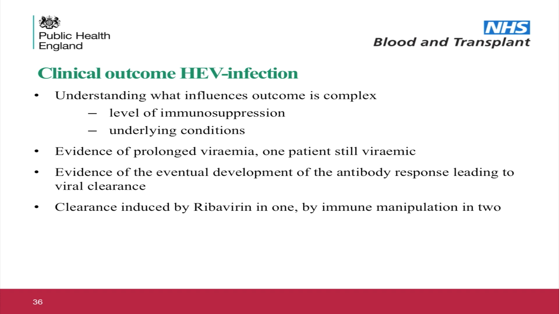We certainly know that you get evidence of prolonged viremia in the immunosuppressed, and I think 2 years on, one of our patients is still viremic. The clinical team have taken the decision not to treat him. But in some patients we do get development of an antibody response, and in some patients that leads to viral clearance. In some patients, the clinical team decided to intervene. In one patient, viral clearance was achieved by putting them on ribavirin, and in the other two, they reduced the level of immunosuppression the individuals were on, and that did lead to viral clearance.